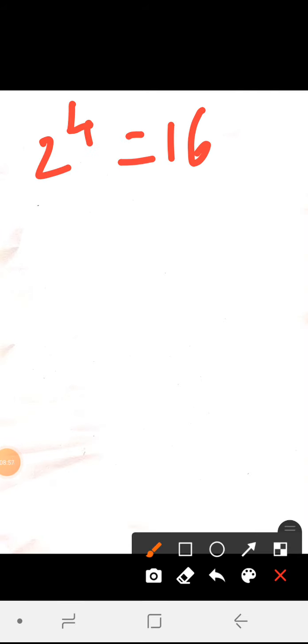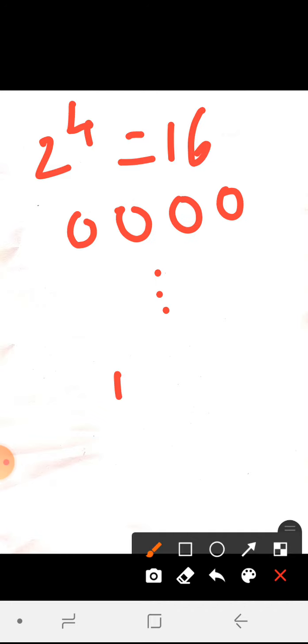Similarly, if you are taking it as a 4-bit number, then it will be 2 power 4, which is equal to 16, where the numbers start at 0000 and end at 1111. This is how you have to take out your n. Based on the n, you can find out your combination.